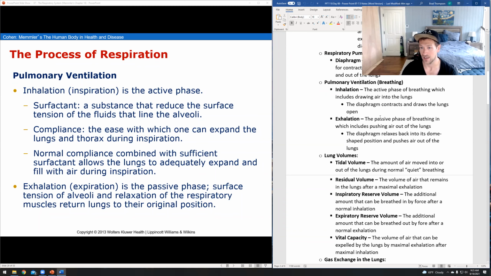It's driving gases in, right? So inhalation is the active part of breathing, which includes drawing air into the lungs. What happens is your diaphragm contracts, that draws your lungs open. When they're open, that creates an area of low pressure. Now there's a whole bunch of space in there. And so the atmosphere is like, yeah, I'm gonna move that way, right?